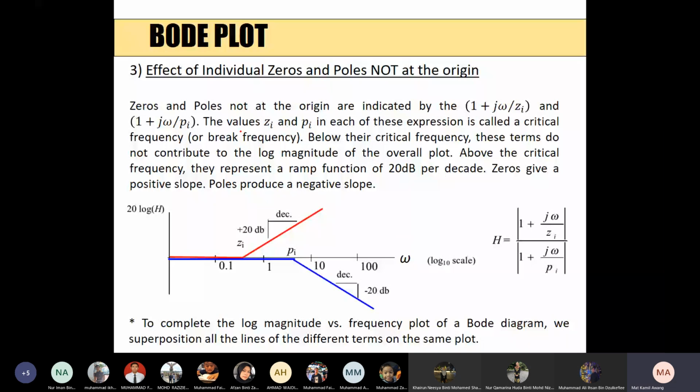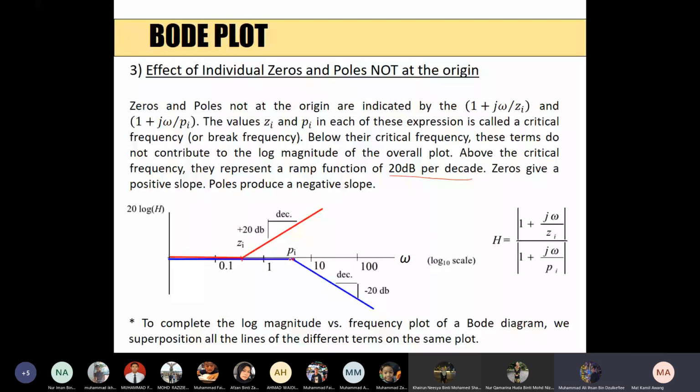Actually, where we have this here, this break. This is Zi, this is Pi. Below their critical frequency, these terms do not contribute to the log magnitude, so basically it's 0 here. Above the critical frequency, they represent a ramp function of 20 dB per decade. Zeros give the positive slope, so it's going up, and poles will give a negative slope.